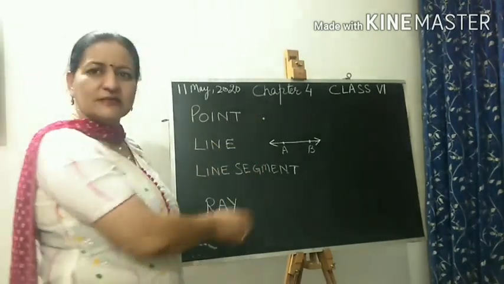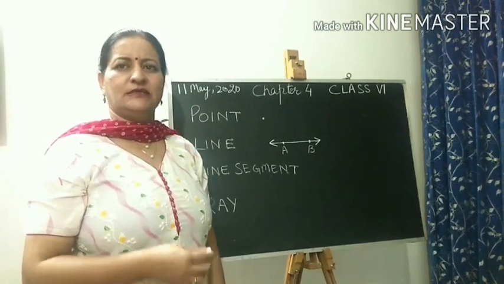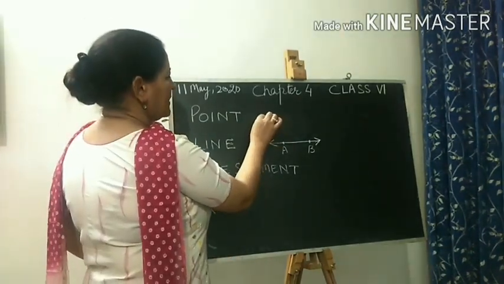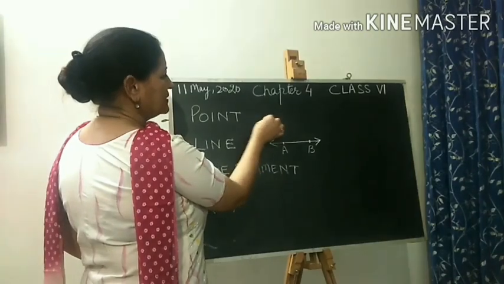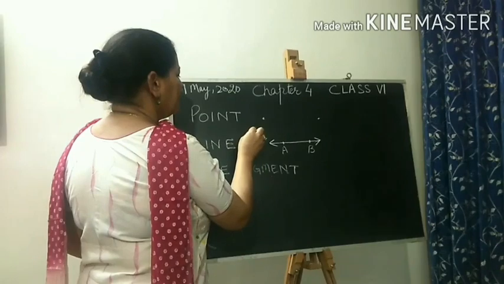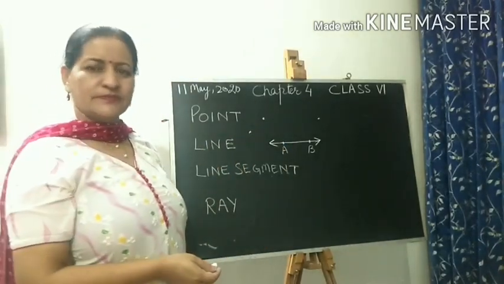What is a point? A point is a mark of position. Like I have put a point here, so this is marking this position. You can put a point here. You can mark anywhere. That is a point.